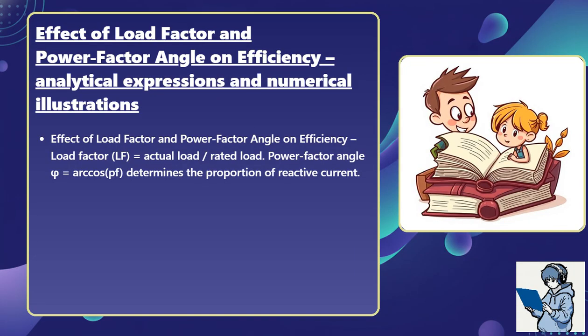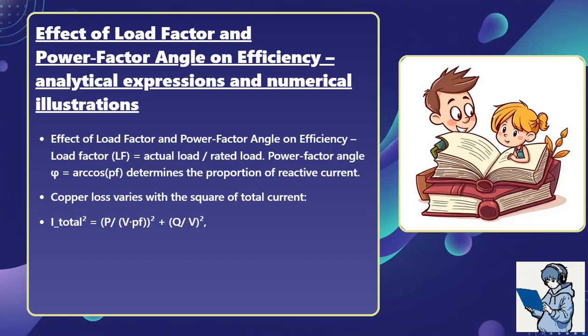Effect of load factor and power factor angle on efficiency. Load factor LF equals actual load divided by rated load. Power factor angle phi equals arccosine of power factor, which determines the proportion of reactive current. Copper loss varies with the square of total current.